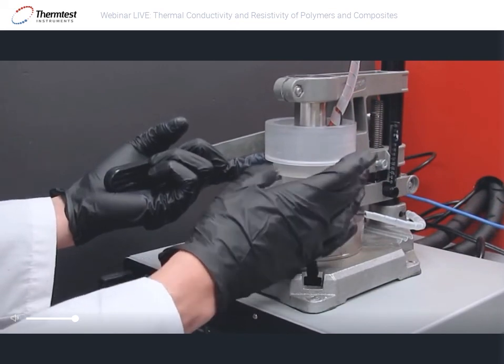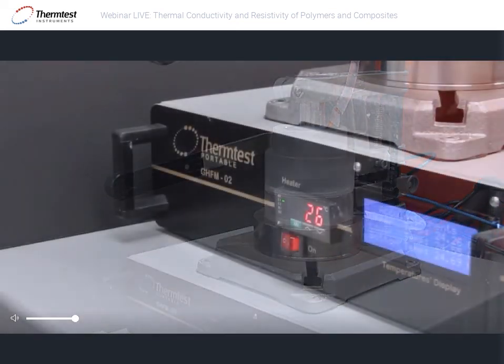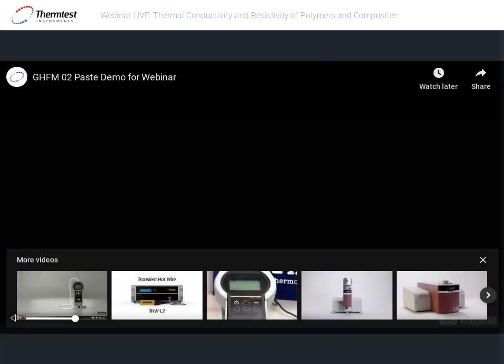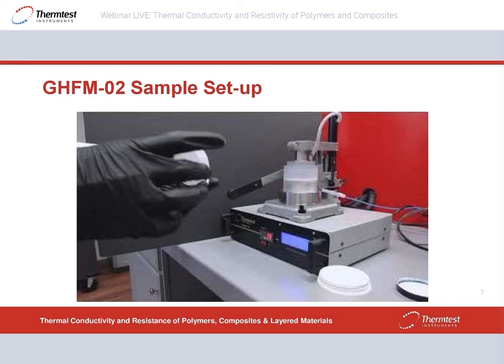So we're applying paste to the sample and fitting it between the two plates and bringing it together. Once we click start test, we're waiting for steady state conditions to be met, and then the thermal resistance and thermal conductivity is recorded and conductivity calculated.